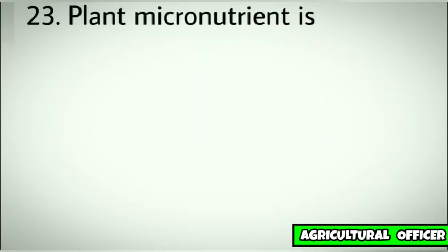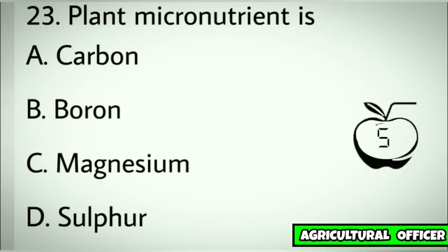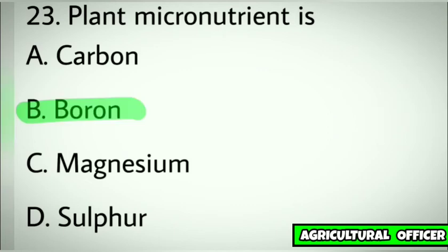Question number 23. Plant micronutrient is options A. Carbon, B. Boron, C. Magnesium, D. Sulfur. Correct answer B. Boron. Question number 24.